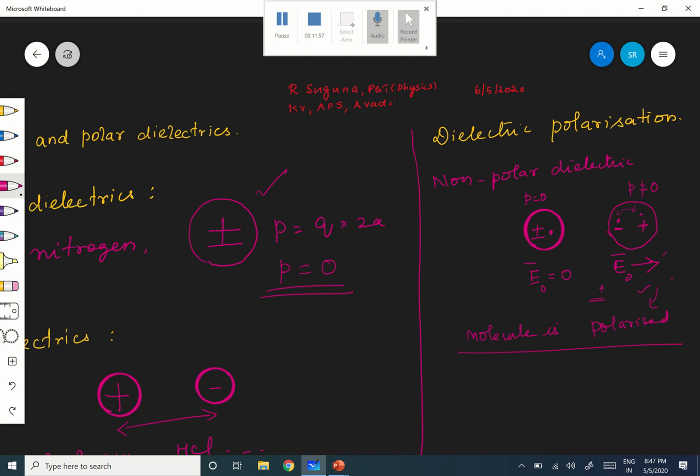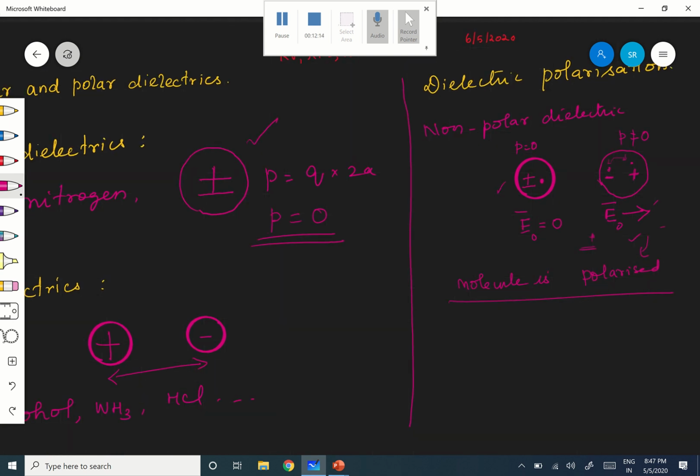Once the electric field is switched off, immediately both the centers of mass will coincide with each other. As long as the electric field is present, there will be a dipole moment. Hope you are following. Okay, therefore this is about a non-polar molecule. I have taken a single molecule. If a block of non-polar dielectric is taken, for example, if I have a block here, plus or minus, okay.